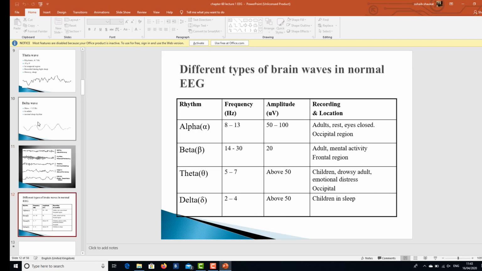Now, the different types of brain waves in the normal electroencephalogram, you can see alpha, beta, theta, and delta. So in children during the course of sleep, you can see the theta and delta waves, right? And we have to learn that the beta ones are seen during mental activity, and the alpha ones when the person or adult is actually at rest, eyes closed.